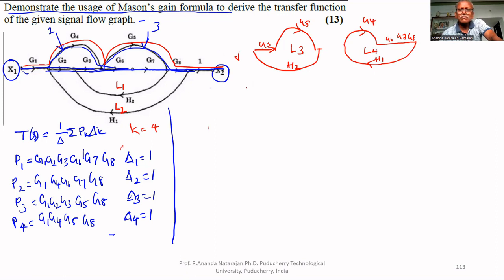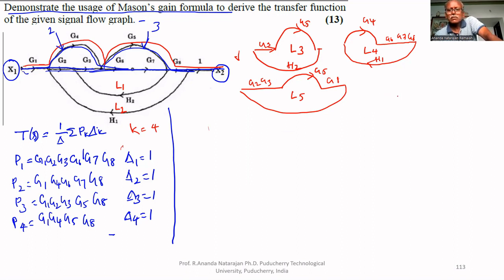Loop 5 is this: G5, G2, G3, G8. This is loop 5. Then loop 6 is there: G4, G5, G8, H1. This is loop 6.